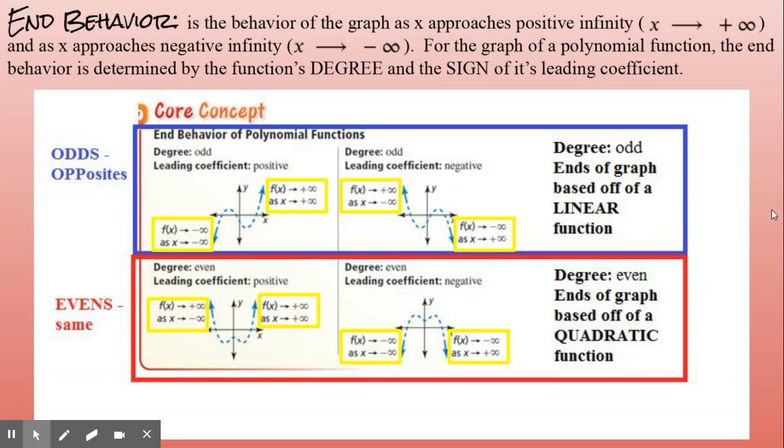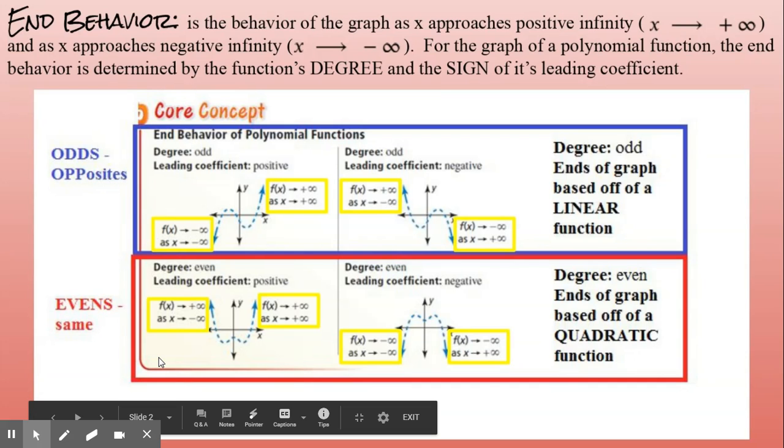Okay, so again, the top one is my odd functions. Odds are going to have opposites: one side's negative, one side's positive. Evens now, where we're going to use the quadratic function to base them all off of, those are going to be the same because they're going to point in the same direction.